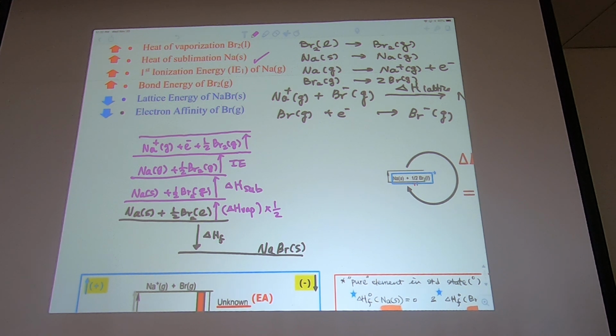Okay, sodium is done, but now you need to break the bonds, right? So you need to break the bonds, keeping the sodium gas and electron as it is, and then you are going to break the bond to get the bromine atom as a gas, and this is a bond energy. So what would it be? These are all the processes shown in red, right? All shown up in those processes.